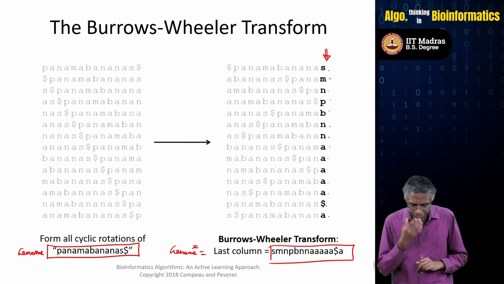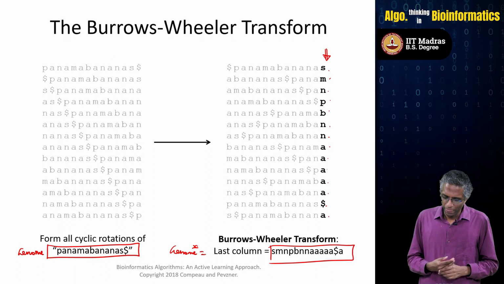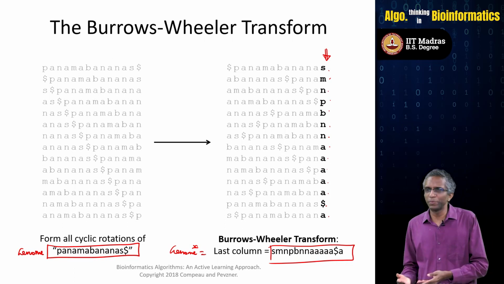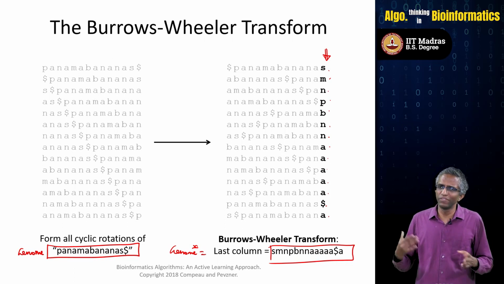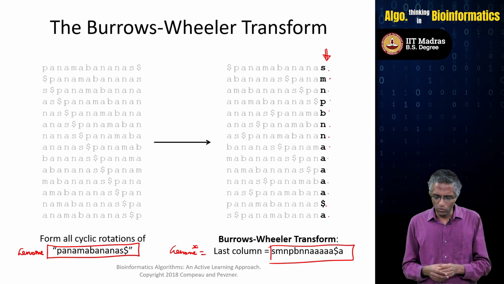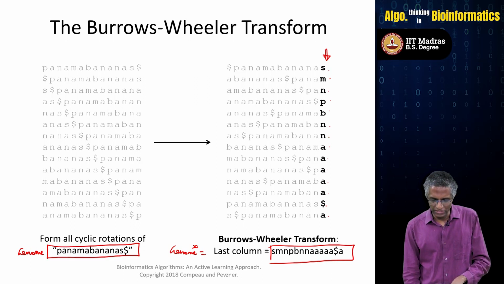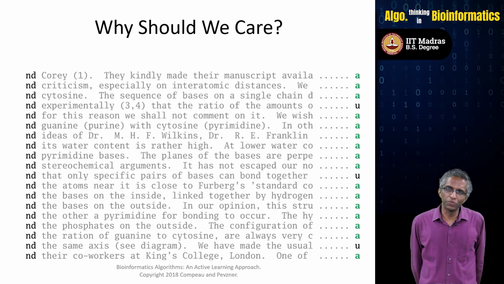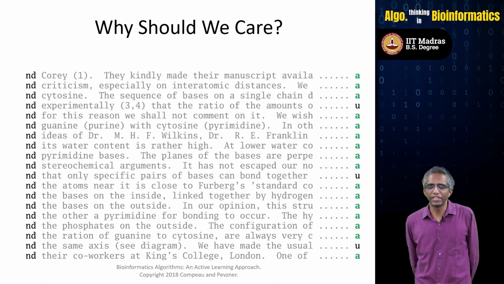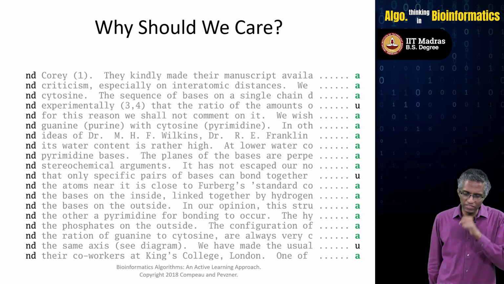Okay, and we have not compressed anything yet, right? Because in the end we want to compress this thing, right? So why did we go through all of this effort? How can we compress it? Okay, let's just address that question. Why should we care to get this last column, right? And this is the reason why.